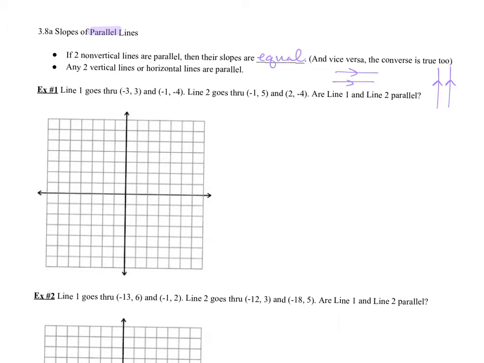Okay. So this first one, it says the line goes through the point -3, 3. So 1, 2, 3, 1, 2, 3. And -1, -4. 1, 2, 3, 4. So we're going to draw that line in. Okay, and then the second line, it says goes through -1, 5, and 2, -4. And we draw that line in.